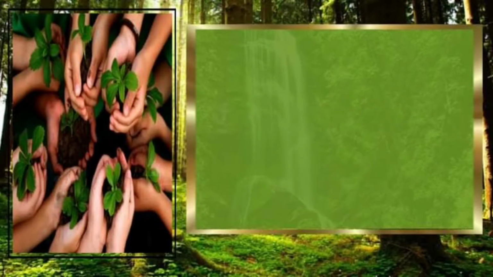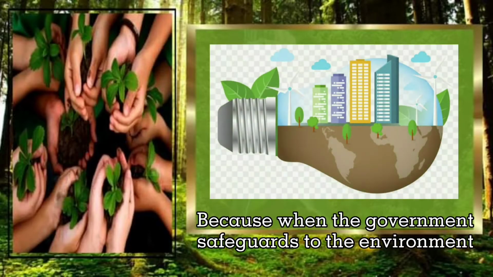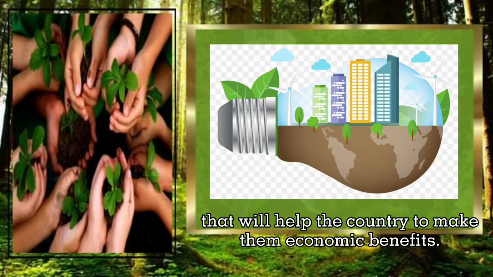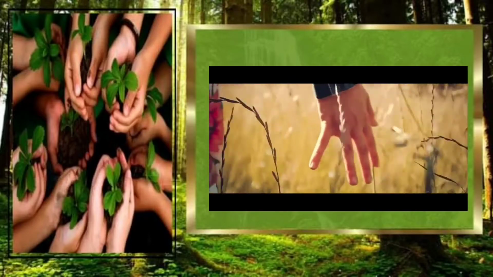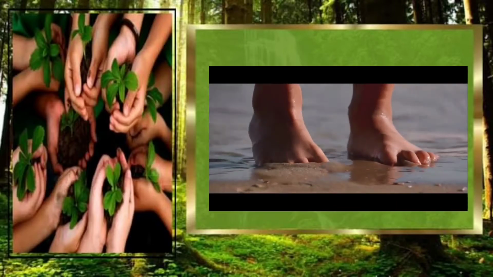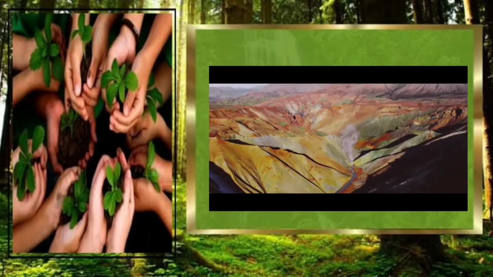Economic development. Environmental management not only provides a safeguard, but it also provides economic development to the nation. Because when the government safeguards the environment, they may get medicines, clothes, and many more in return. That will help the country gain economic benefits. In addition, an environmental management system addresses the environmental impact of an organization's activities and establishes goals and procedures that will improve the impact it has on the environment and human health.